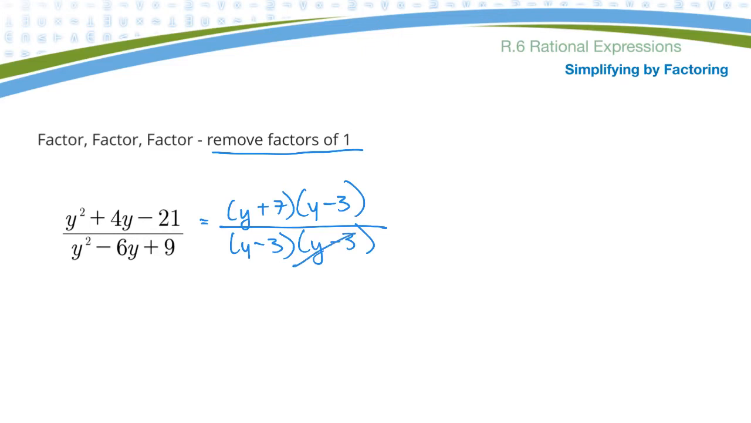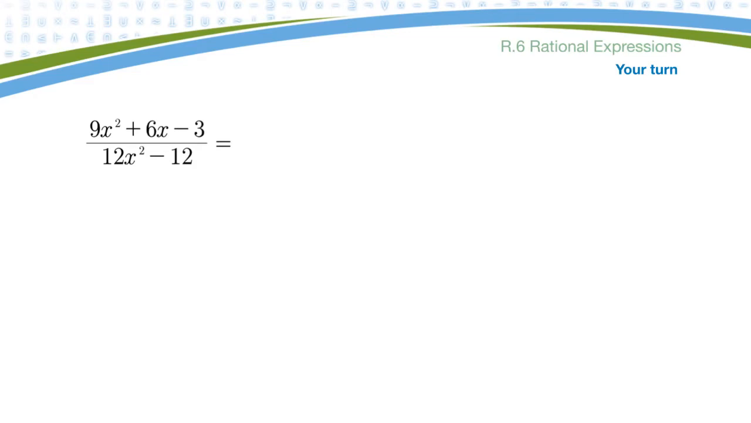Okay, here's a factor of 1 right there. The same thing on top and bottom. When you divide those, it becomes 1, so I can remove that factor of 1. So my simplification of that will be y plus 7 over y minus 3. You try this one. Press pause, then play.